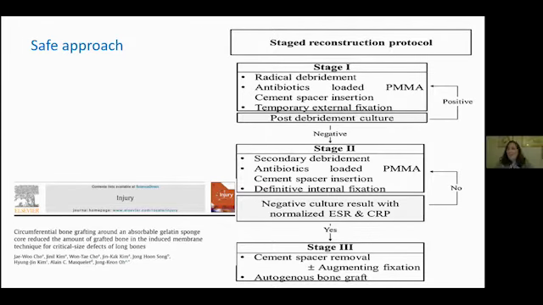The Spanish school. Usually, I don't always do 3 stages. I sometimes do 2 stages, and I only do the definitive internal fixation when I am absolutely sure it is culture negative. So if I find a culture positive with internal fixation, I would also exchange that internal fixation, especially if it is a nail. Yes, dear. Thank you.